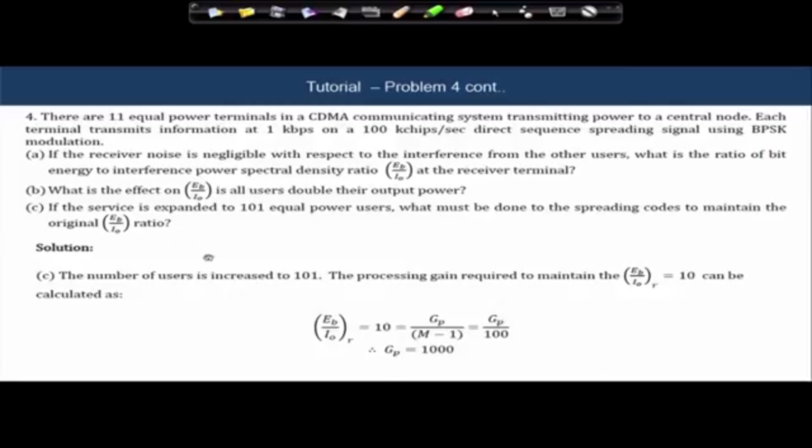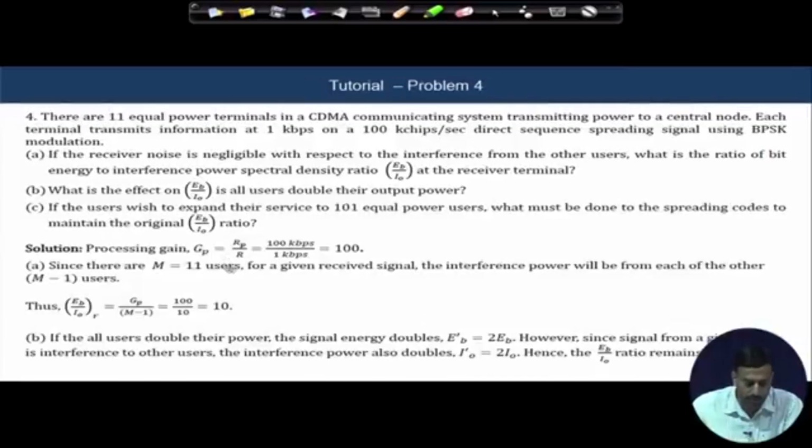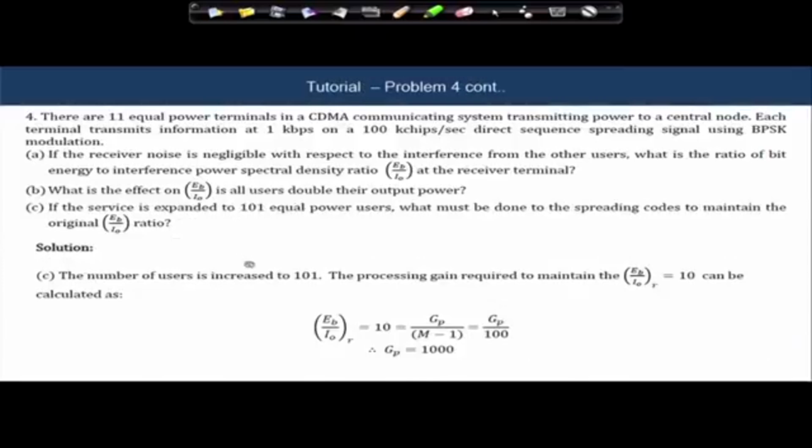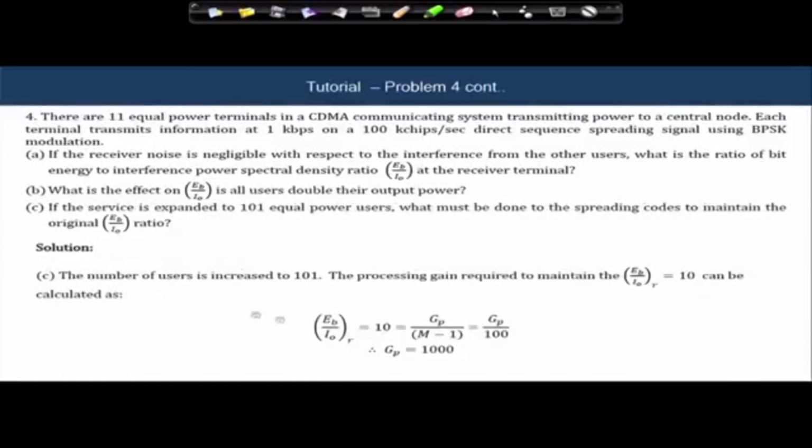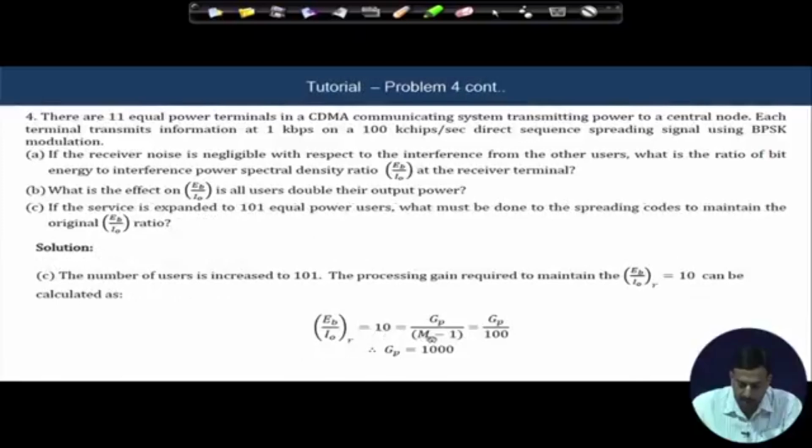Finally, just a small change in the original problem, that is, what if now the number of users is given, but the EB by I naught ratio has to be maintained. So we maintain this at 10, and we increase the number of users to 101. So m becomes 101. So the denominator is 100, and the processing gain required now is 1000.